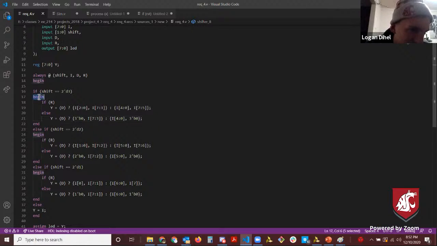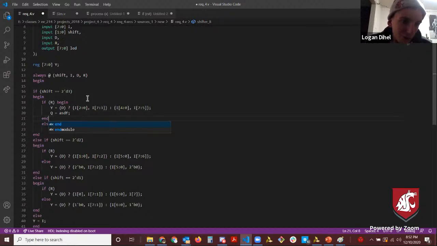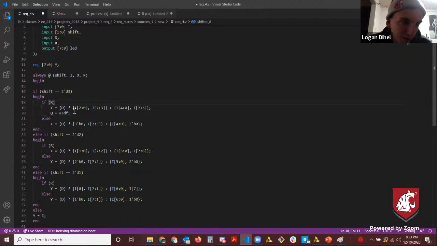You just have a bunch of if statements, and you need the begin and end. You can have up to 1 line here without a begin and end, but if I had some other thing here, like q equals some value, then I would have to put a begin. The begin and end are just like curly braces in C. So you'd have to do that if you had more than 1 line. You guys all know how the ternary operator works, like this guy right here. If this condition is met, use that, false, do that.